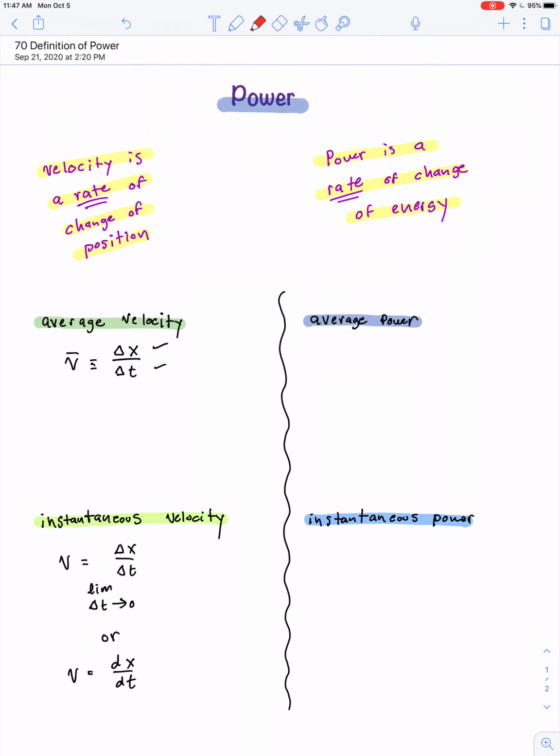Although we could amend that and note that change of energy is a quantity we know of. An object's change in energy is equal to work. So average power can be defined as an equation. It's equal to a change in energy divided by the corresponding time, or we can say it's equal to some amount of work divided by time.